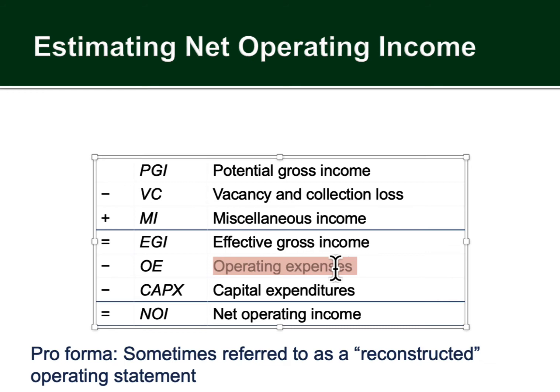Basically, income tax rates, interest amounts, that sort of thing, those will just vary too widely by owner. And so putting it into the income figure here under operating expenses to get a market value is just not going to be meaningful.